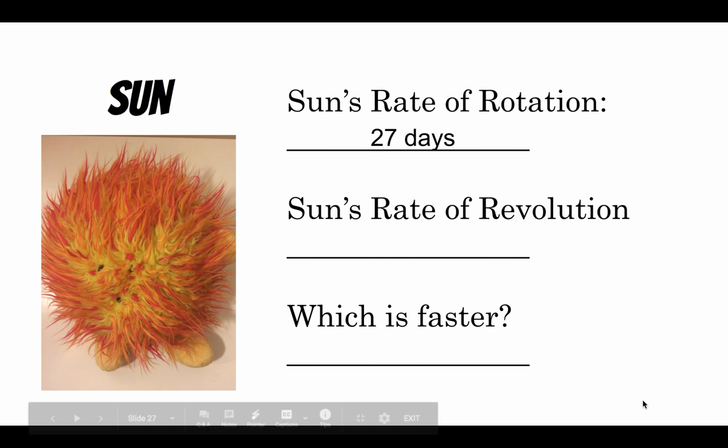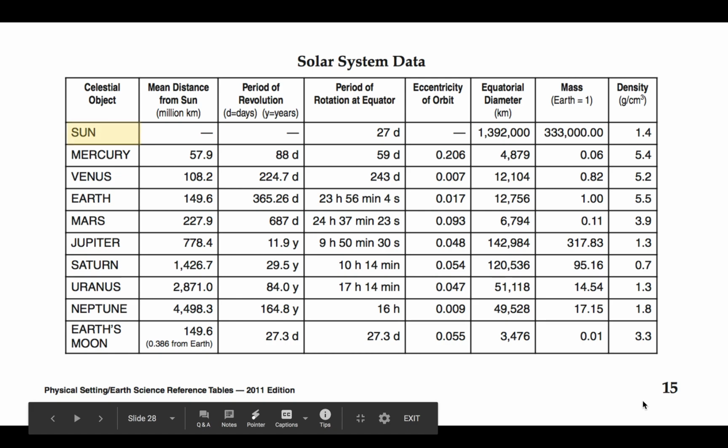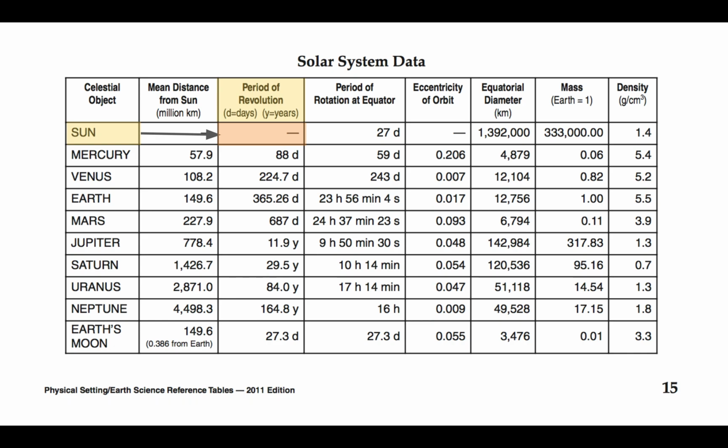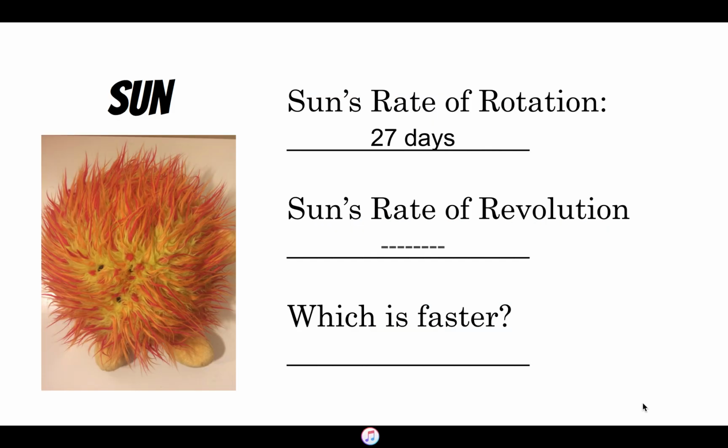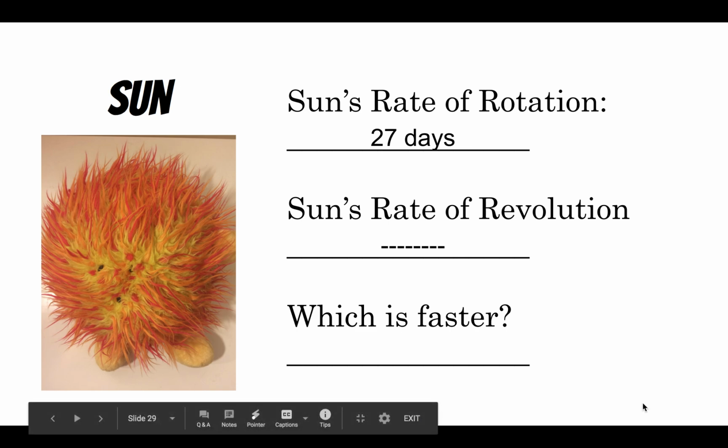The sun's rate of revolution, again, we find the sun, this time the period of revolution. And if we follow it over, we see that there's just a dash. That's because the sun doesn't revolve. It doesn't move in space. So the sun does not have a rate of revolution. So which is faster? The rate of rotation, because that's the only way that the sun moves.